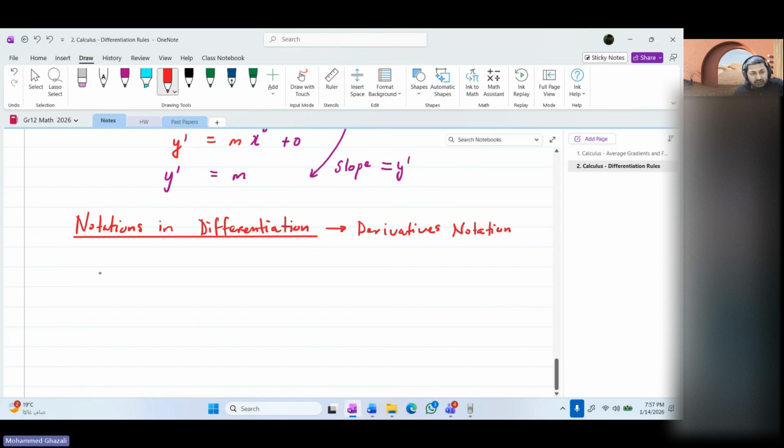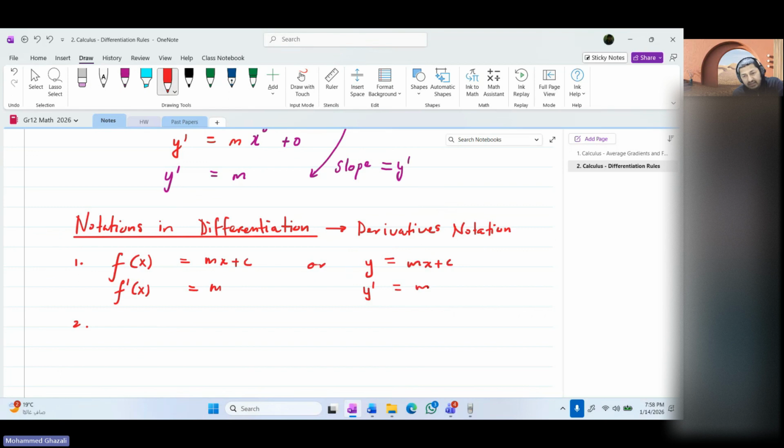What are the derivative notations? Well, we just learned one where we said, okay, f of x, let's just take this linear function here. If f of x is equal to mx plus c, then f prime x is just equal to m. That's one notation we learned, f prime x. Second one, instead of f of x, we use something called y. Or we can call it y equals mx plus c, y prime is m. Okay, so this is the first notation.